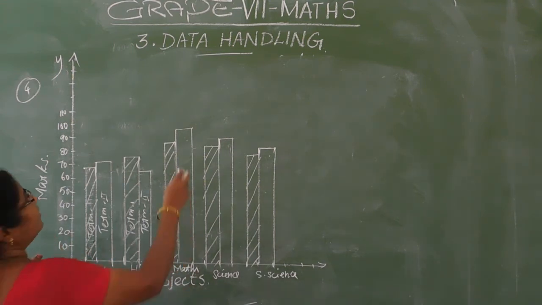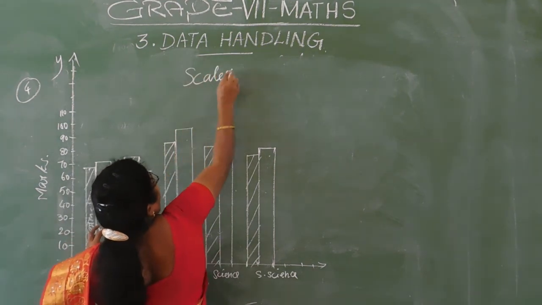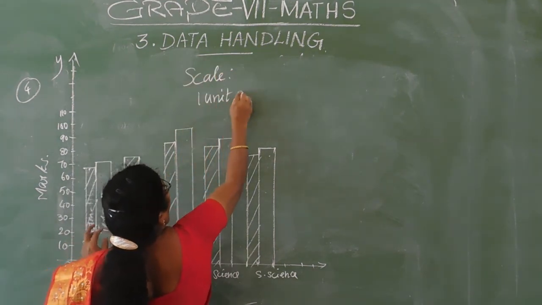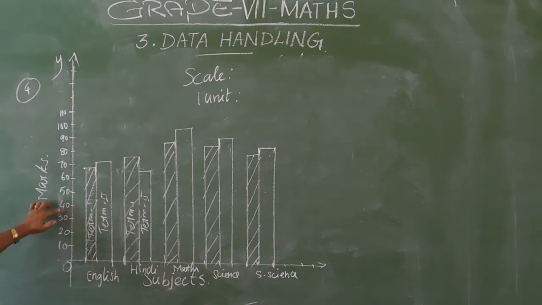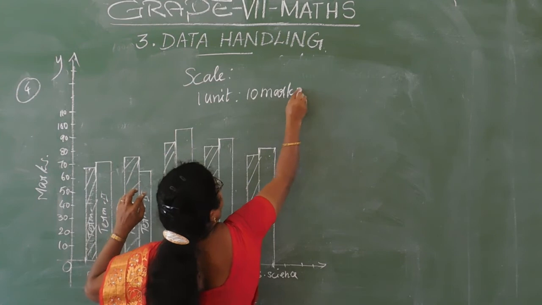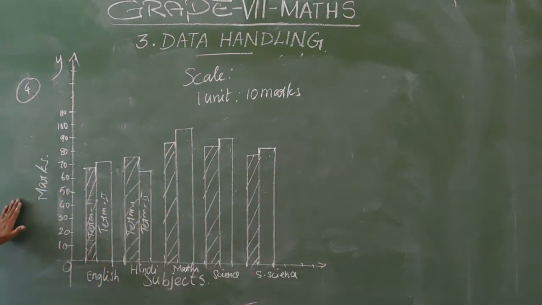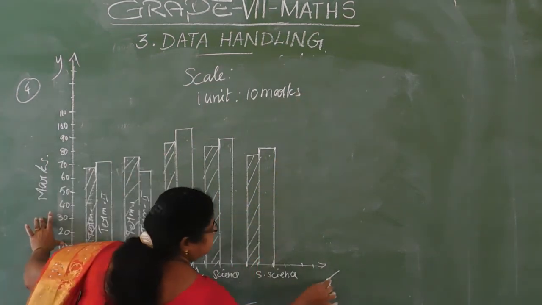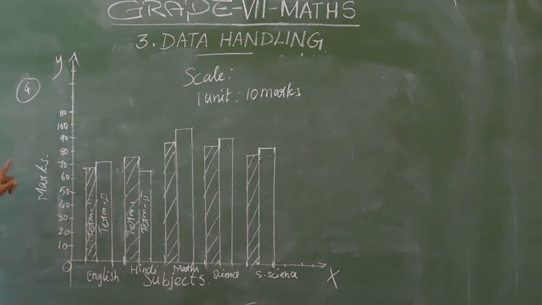For this we have to write the scale. 1 unit equals how much do we take? 10 marks. This is given in marks. So 1 unit equals 10 marks. This is the graph we draw. We have to draw it for the 4th question. Okay, so draw the graph in the graph sheet.